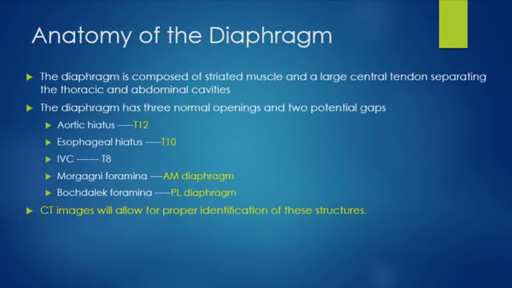And lastly, anatomy of the diaphragm. The diaphragm is composed of striated muscle and large central tendons separating the thoracic and abdominal cavities. The diaphragm has 3 normal openings and 2 potential gaps. The aortic hiatus is at the level of T12, the esophageal hiatus T10, inferior vena cava T8, Morgagni foramina at the anterior medial diaphragm, and Bochdalek at the posterior lateral diaphragm. CT images will allow for proper identification of these structures.